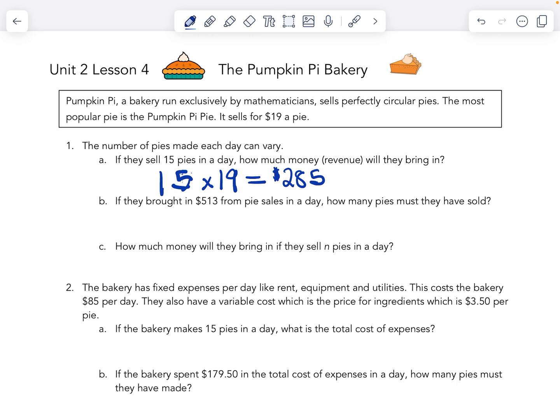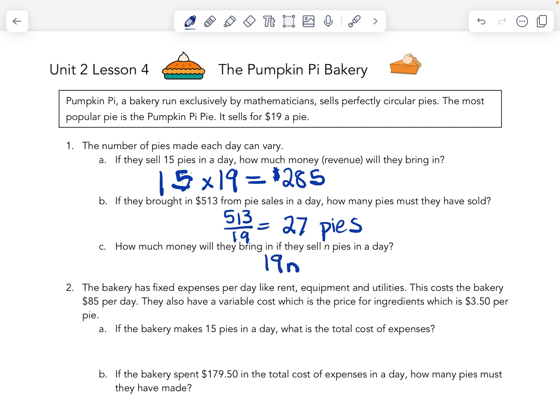If they brought in $513 from pie sales, how many pies? Well, 513 divided by 19 would give us 27 pies. If they sell N pies, how much money would they bring in? Well, that would just be 19 times the number of pies.